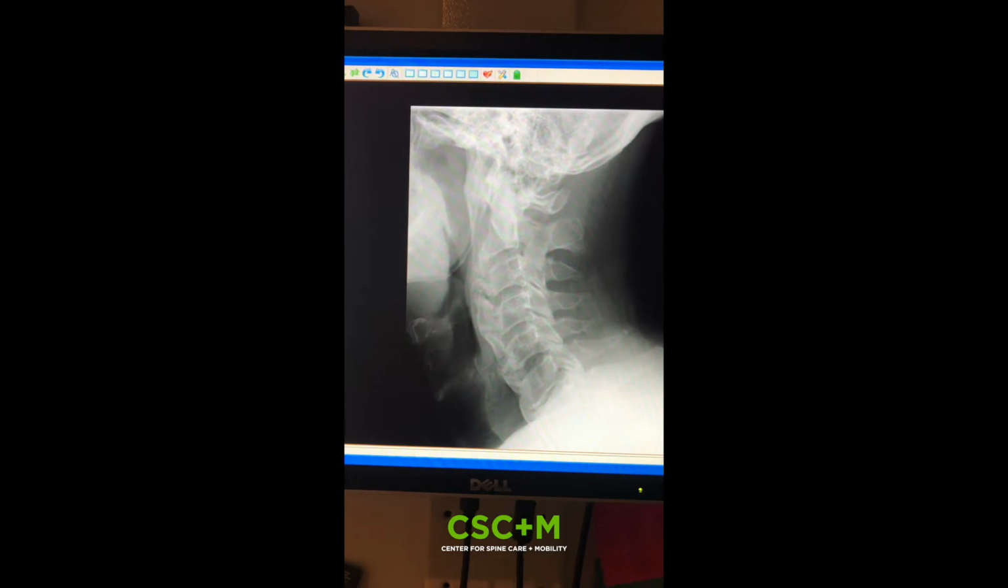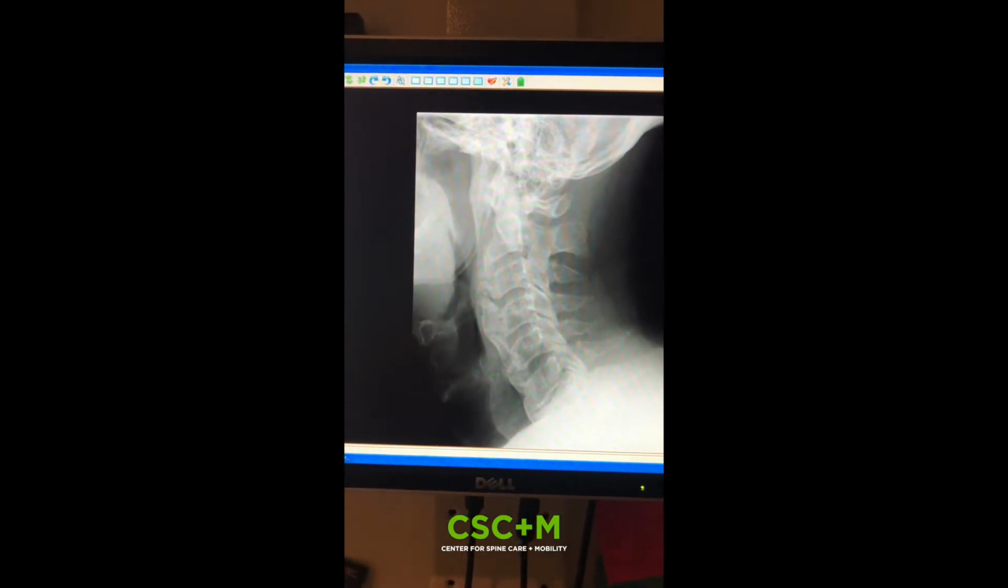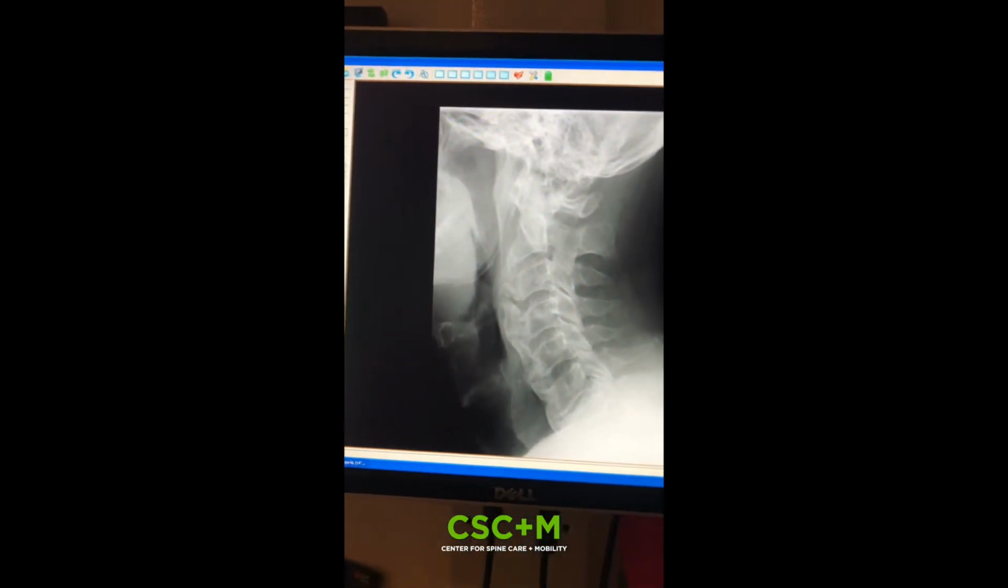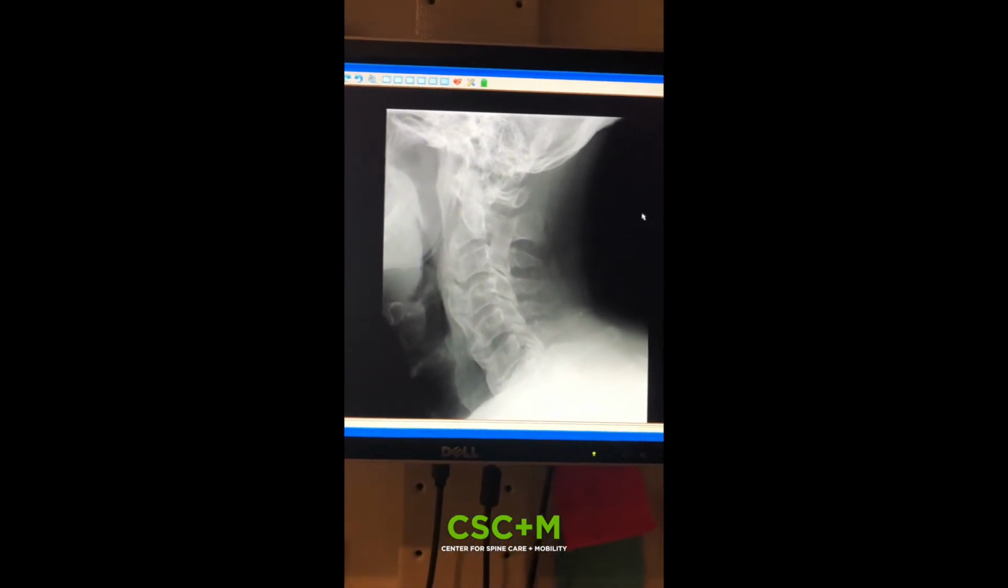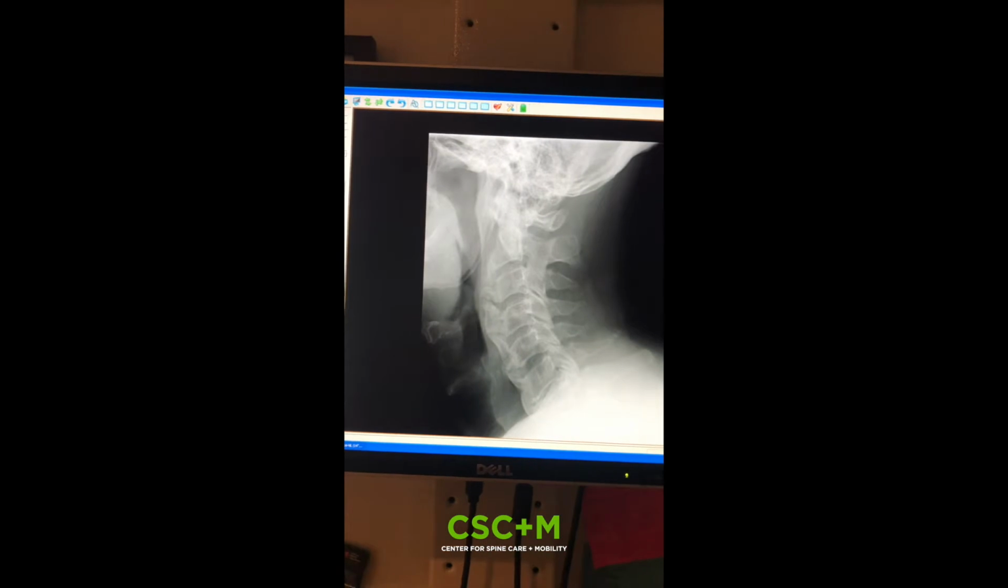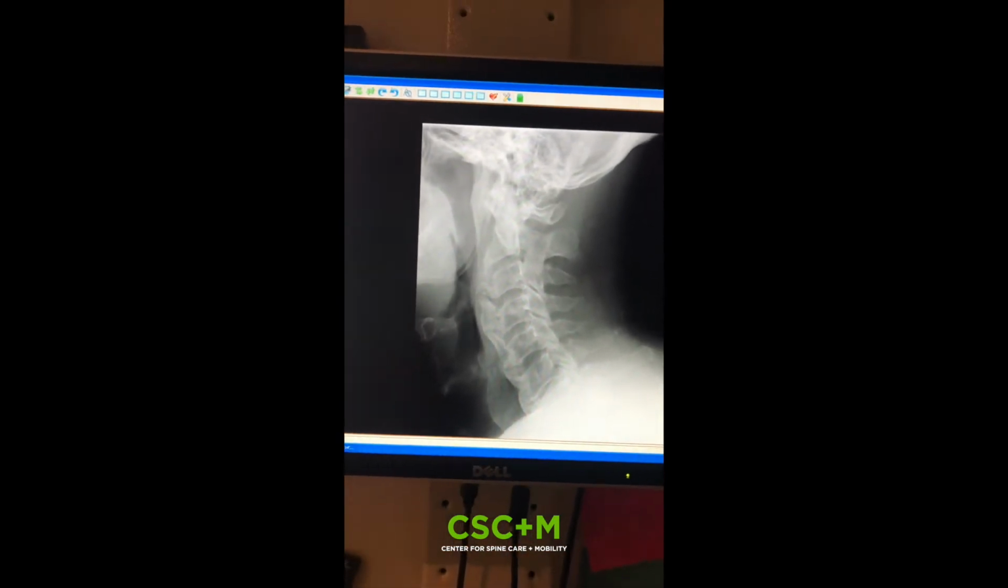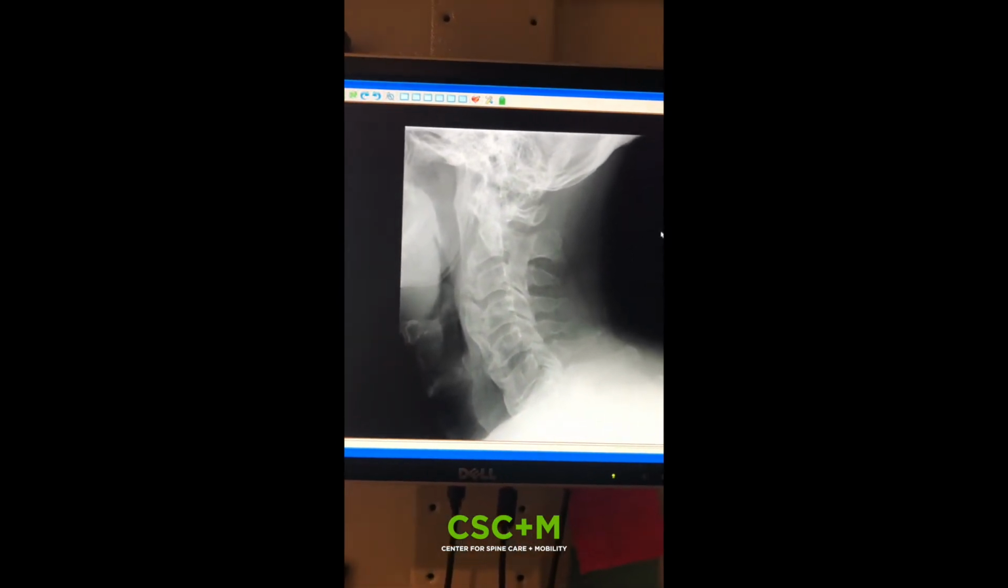Hey everyone, today I want to talk about an interesting case that came into our office. This is a 65-year-old male who presented with neck and upper back pain. He's actually a long-standing patient who's been here for a number of different things, and this started to flare up, so he decided to come back in and have us take a look at it.